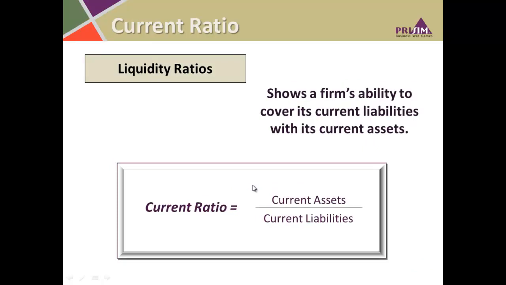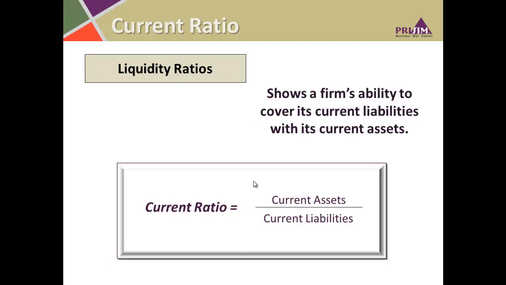And here's the liquidity ratio, the current ratio. And liquidity means the ability of the firm to pay for its short-term obligations with short-term assets. And it's calculated as current assets divided by current liabilities. So we're taking two numbers from the balance sheet and comparing them. And current assets includes cash, accounts receivable, and inventory as the big items. And current liabilities includes accounts payable and short-term debt.